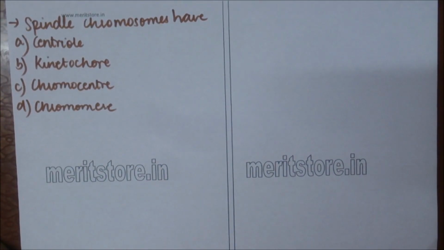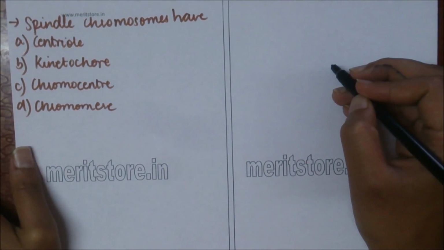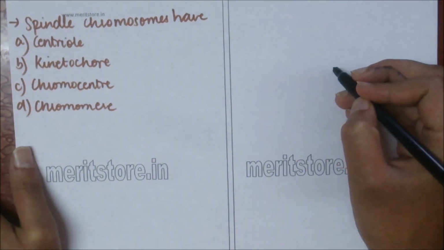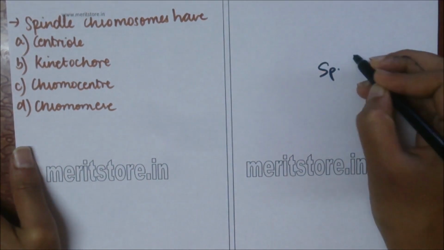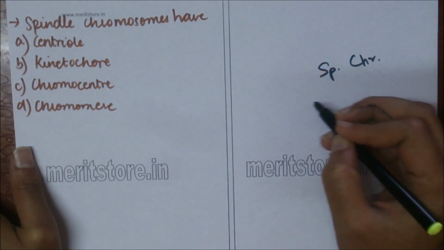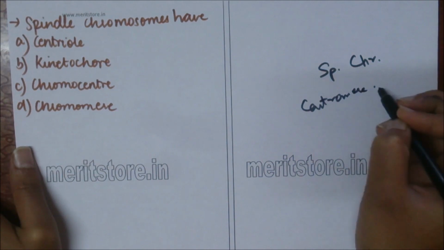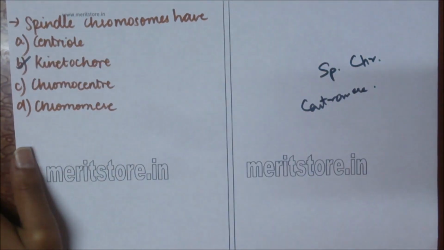Spindle chromosomes have A. centriole, B. kinetochore, C. chromocenter, D. chromomere. Chromosomes which adjoin with spindle fibers are designated as spindle chromosomes. The position at which the spindle fiber gets attached is known as the centromere or kinetochore. So option B is the correct answer.